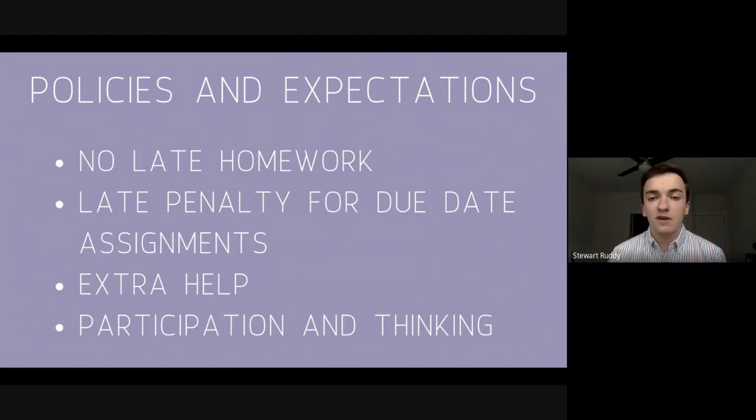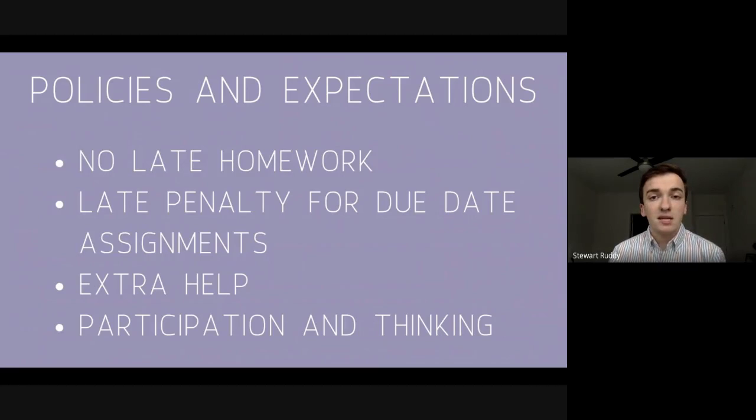Policies and expectations, just very briefly, you've already seen these in the email and the syllabus that I already sent you. First thing is there's no late homework in this course. Most of the homework that I assign is meaningful. Actually, all of the homework I assign is meaningful for these students for that class period specifically. So they need to come with their homework complete. And if they don't, it's a 0.